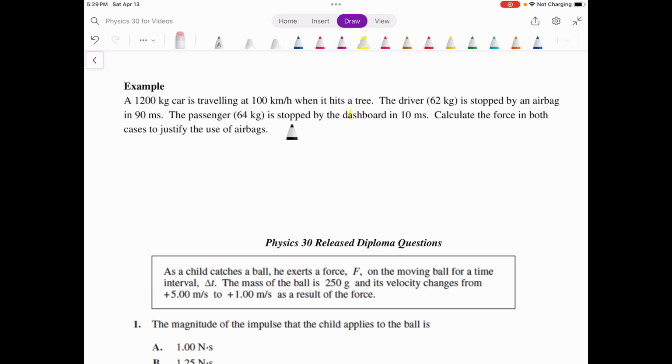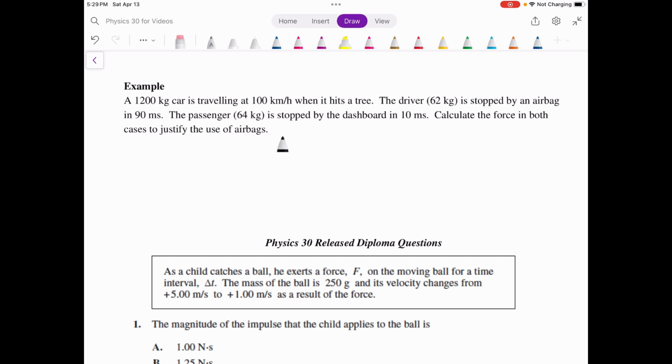The passenger, right? They stopped in a shorter amount of time. To achieve the same impulse in a shorter amount of time, you need a larger force. So that passenger is going to be experiencing a larger force. And if either of them is going to be injured, it's going to be the passenger before the driver, right? They're experiencing a larger force acting on them.